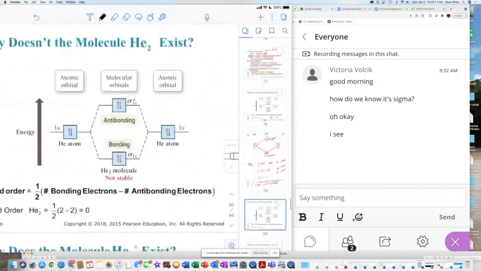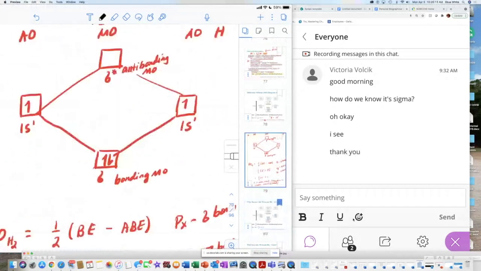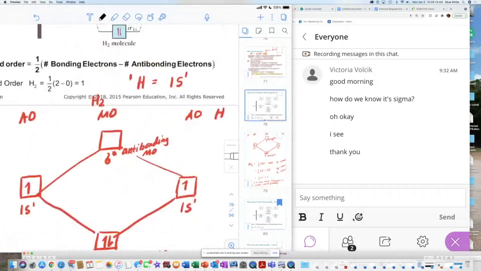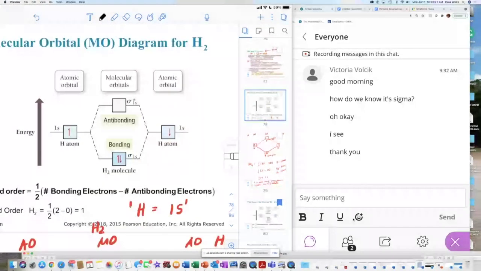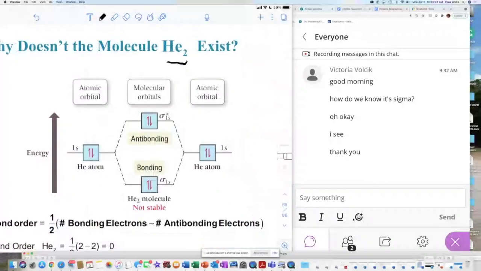Okay, so we've seen that. We're now going to be seeing how we can predict bonding. So not only are we seeing bonding, we saw the hydrogen, we're now going to predict bonding in He.